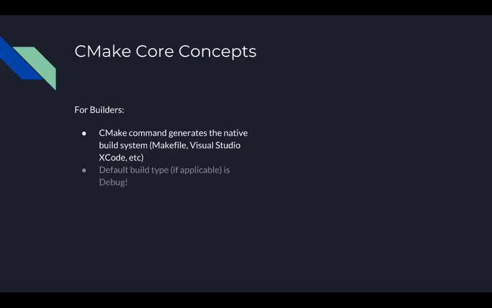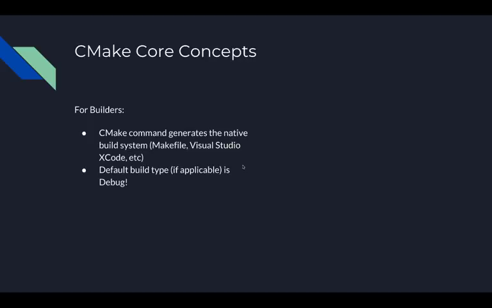So the core concepts for people who are building, as it were, this is not the people writing the code, not the people trying to just develop on it, but the people who are going to just want to get an executable or a library out of it and use that thing. The CMake command on your command line will generate the native build system for you. So you can specify what it is you want. So maybe you want a Makefile, or you want Visual Studio, or you want Xcode, whatever. You just use -G, whatever. Did I put this in? No, I just said it though.